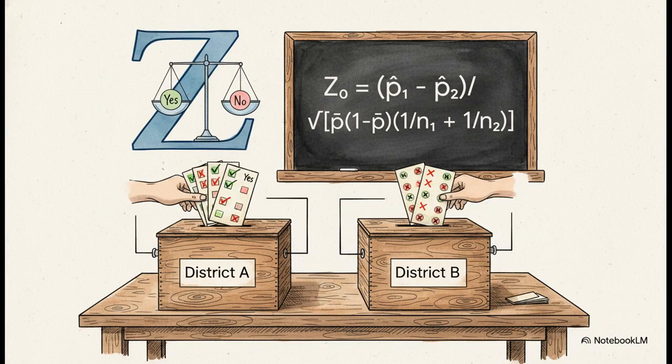So let's just peek at the tools themselves. For comparing two proportions, you use the z-test. Now don't let the formula intimidate you. All it's really doing is comparing the difference you see between your two samples up top to the amount of difference you'd expect to see just by chance on the bottom. It just tells you if your difference is a big deal.